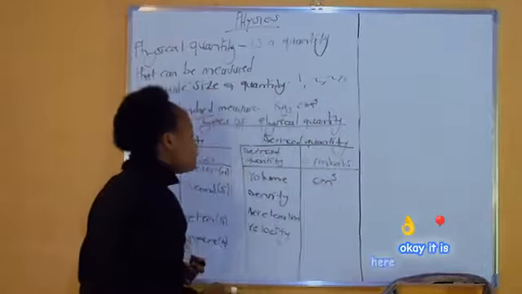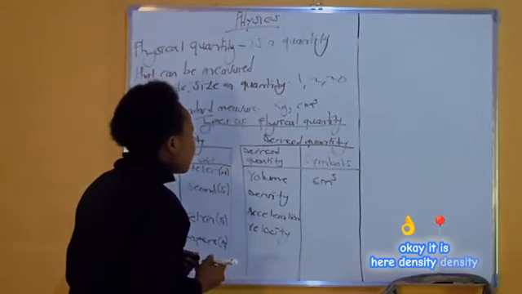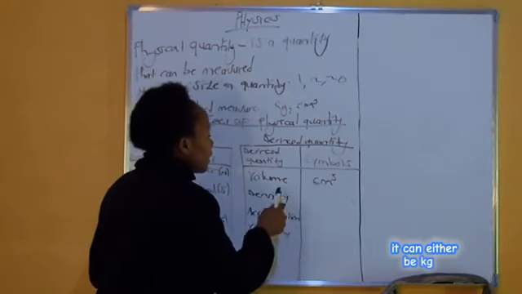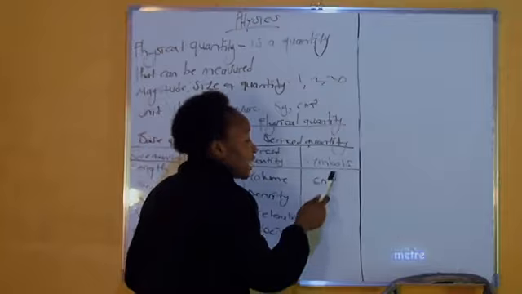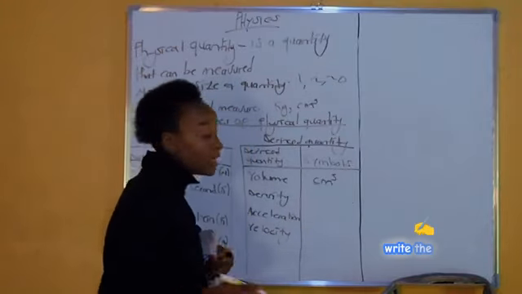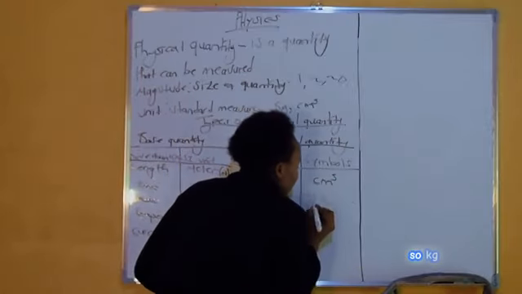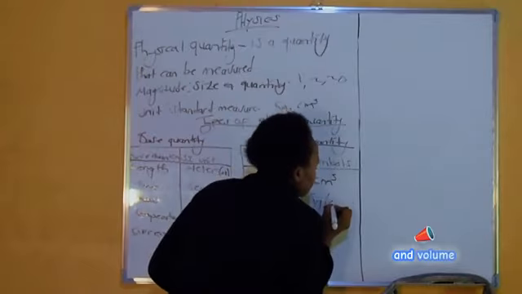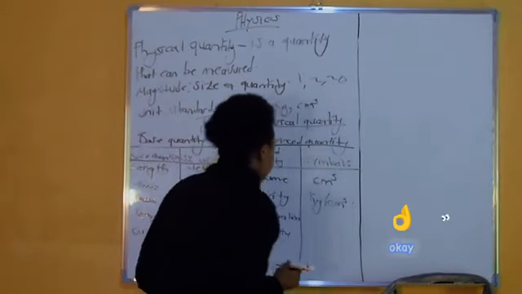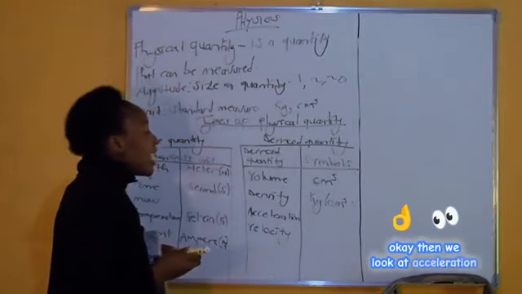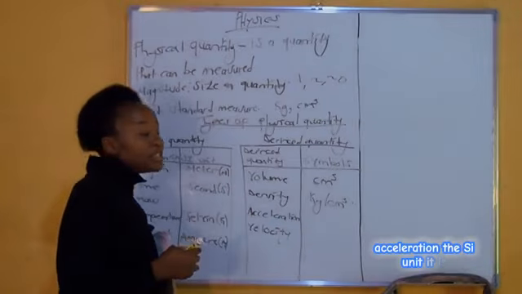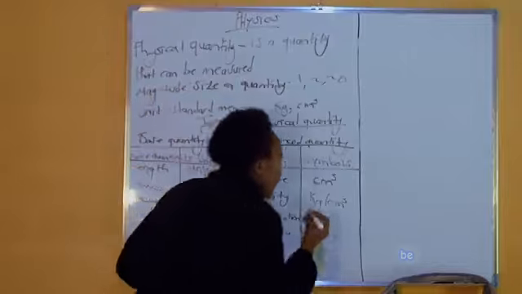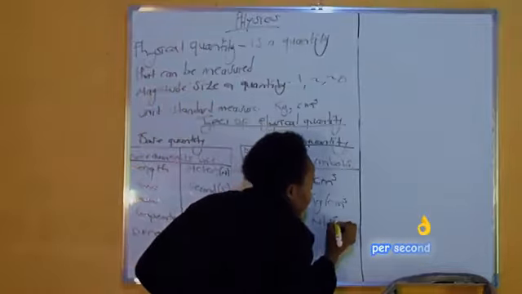Density. Density is kg per meter cubed. Kg, which is for mass, you see this is a combination of mass and volume. Then we look at acceleration. The SI unit of acceleration is meter per second squared, and the symbol is m per second squared.